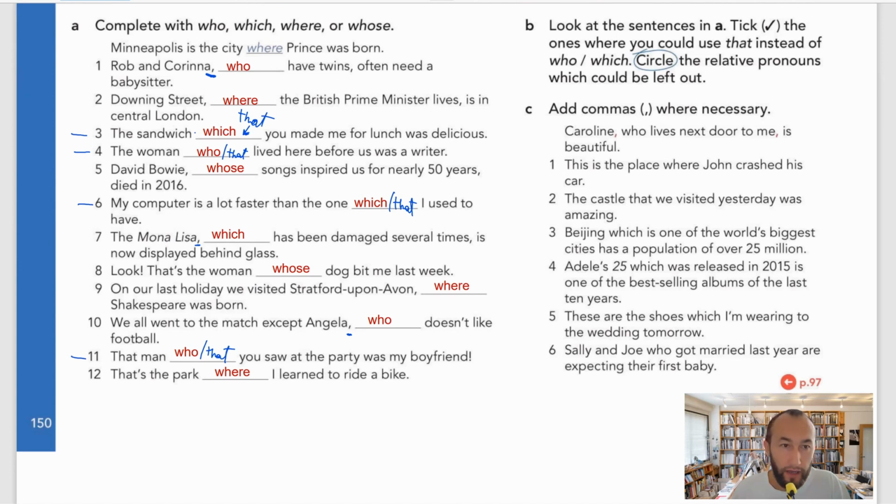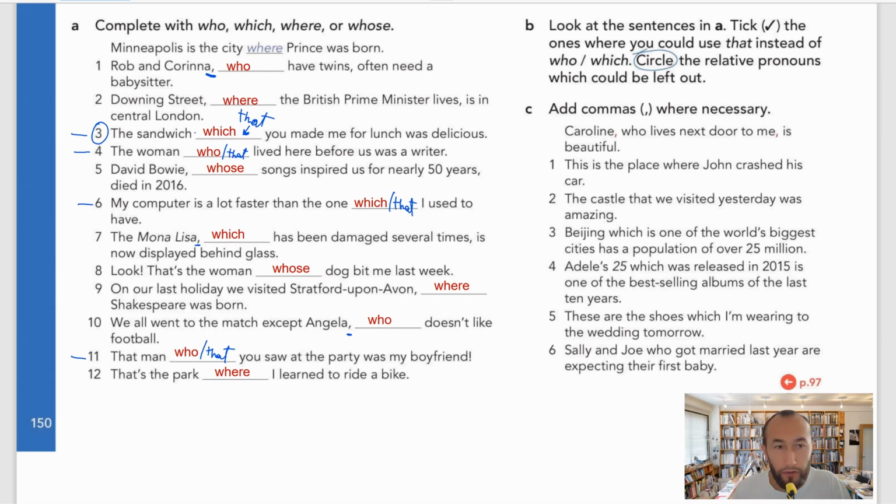Where we can never drop. The sandwich which that you made here. Yes, number 3, I'm going to circle here for you because we can drop which and that. Why? Well, which and that here are not subjects, right? And there are no commas here. So you can say, the sandwich you made me for lunch was delicious. Perfectly works. And the woman, number 4, we can't because here lived is the verb. Who and that is the subject. So you cannot drop the subject. You're going to have a problem. So 4 is no good.